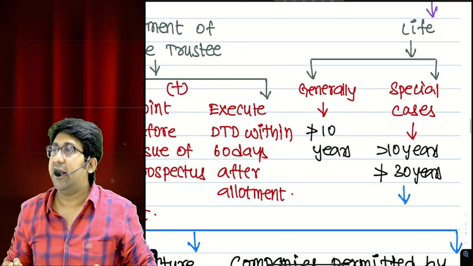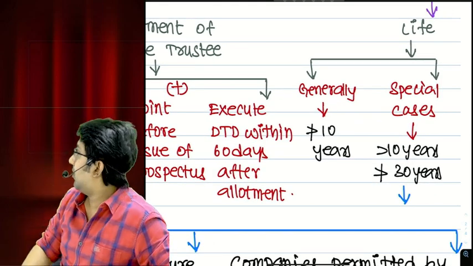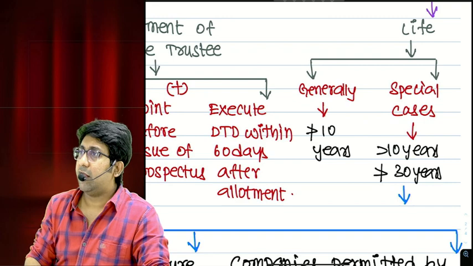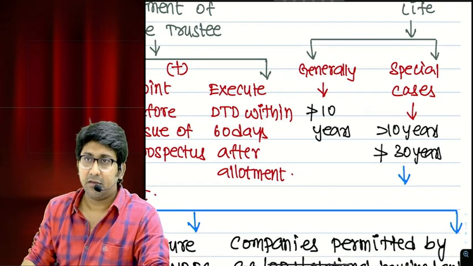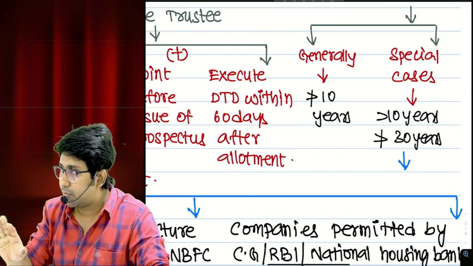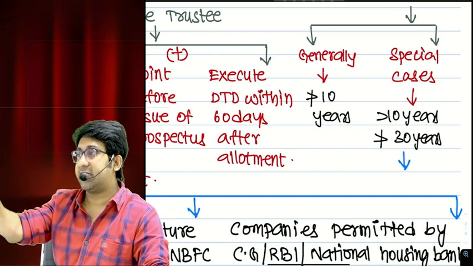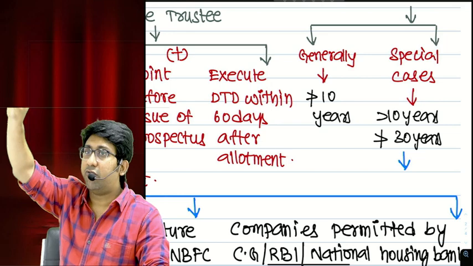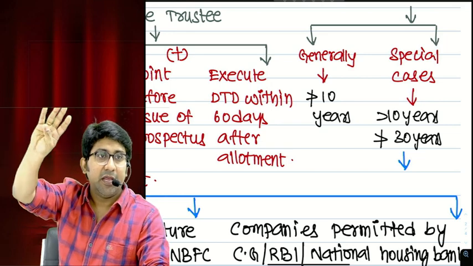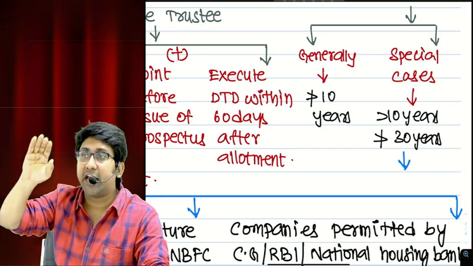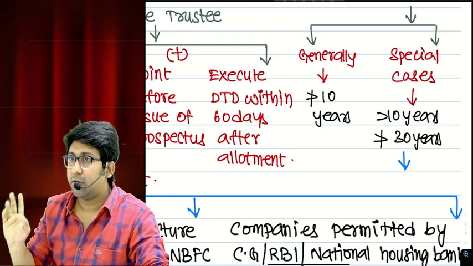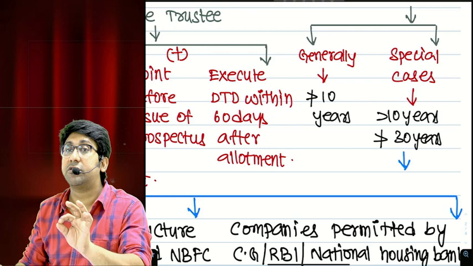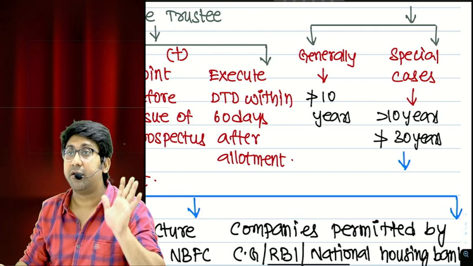Last one is life. Last one is what, sir? Life. Generally, life of a debenture cannot be more than 10 years. Maximum can't go beyond that. 4 exceptions are there. How many, sir? 4 exceptions are there. In these 4 cases, it can be more than 10, but not more than 30. That means irredeemable bonds concept is not permitted.